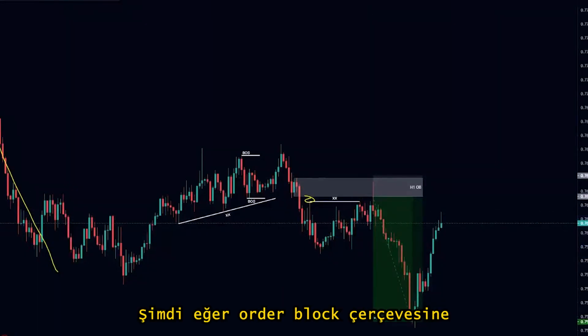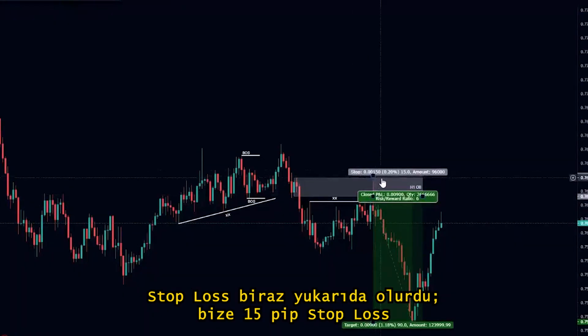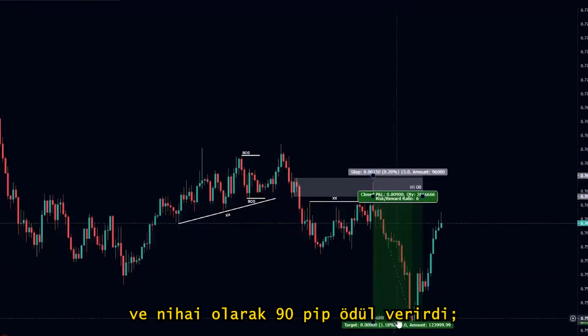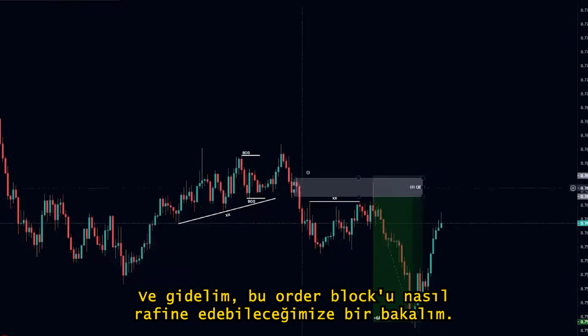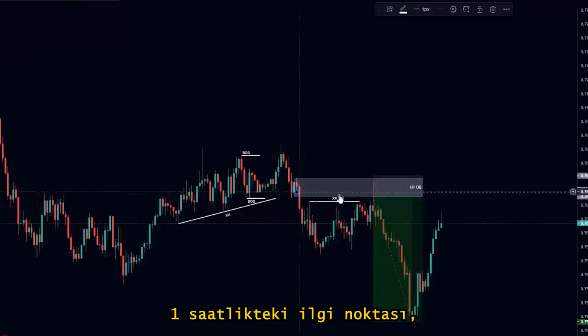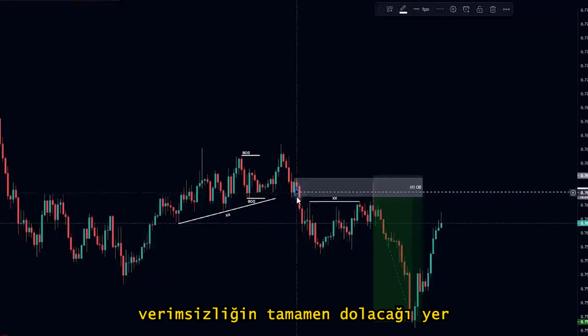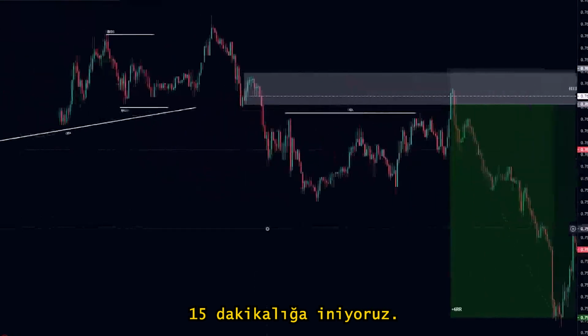Now, if we enter on the basis of the framework of the order block, our entry would be at the proximal point, stop loss slightly above, giving us a 15 pip stop loss and an ultimate 90 pip reward for a 6 risk to reward setup. And let's go and see how we could refine this order block. So we know that the point of interest on the 1 hour where the inefficiency would get filled completely is at the 0.76296 price point. We go down to the 15 minutes.